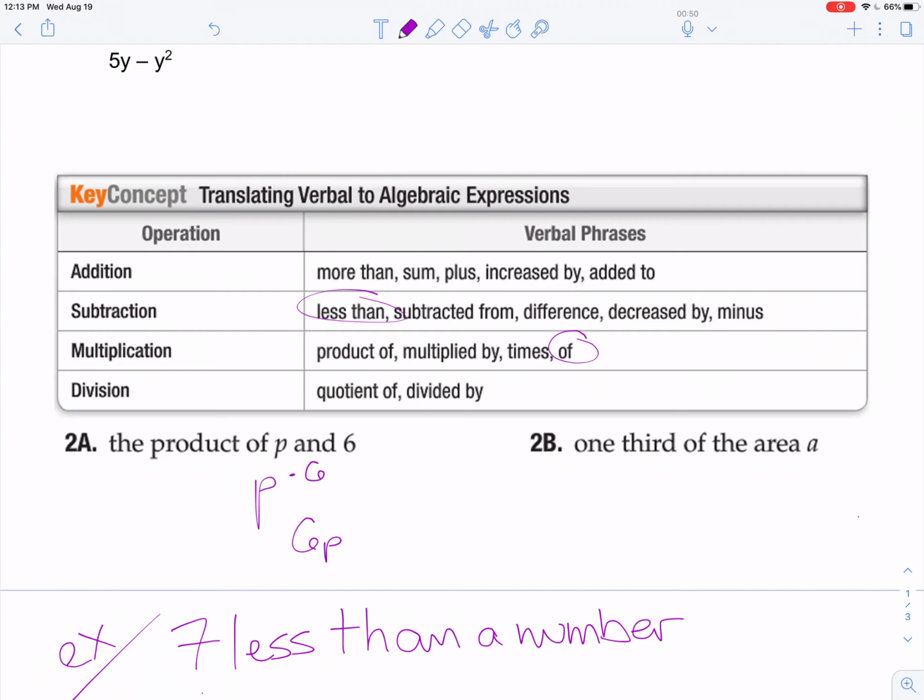So 2b is where things get a little more interesting, because really the only word that they have is that of, right there. But it turns out if all you have is of, that still is going to mean multiplication. So 1/3 is going to be 1 over 3, just like 1/2 is 1 over 2, 1/4 is 1 over 4. 1/3 of the area A. This tends to confuse people. What's the area? Is that another variable? No, it's the same variable. They're just telling you that A is going to mean area. So 1/3 A.